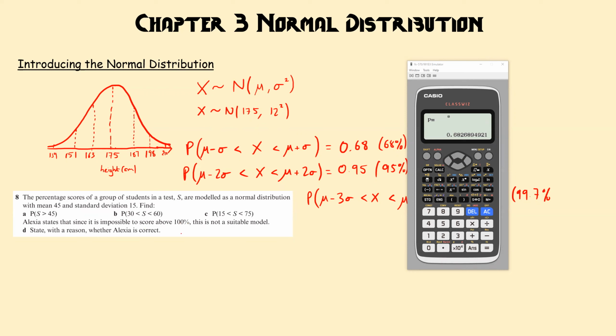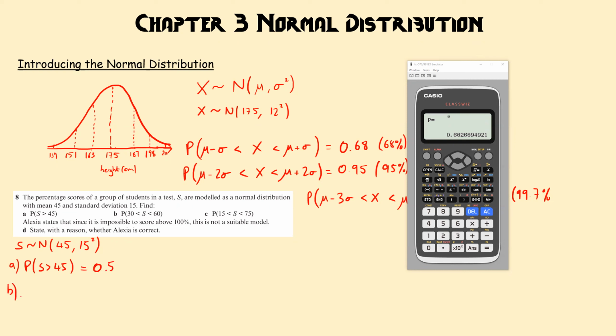So we know that S is modeled normally, normal distribution with mean 45 and standard deviation 15, so it's going to be 15 squared. Getting used to that is quite nice to start with. Find the probability that S is bigger than 45. Well, 45 is the mean. Bigger than that is going to be 50%.